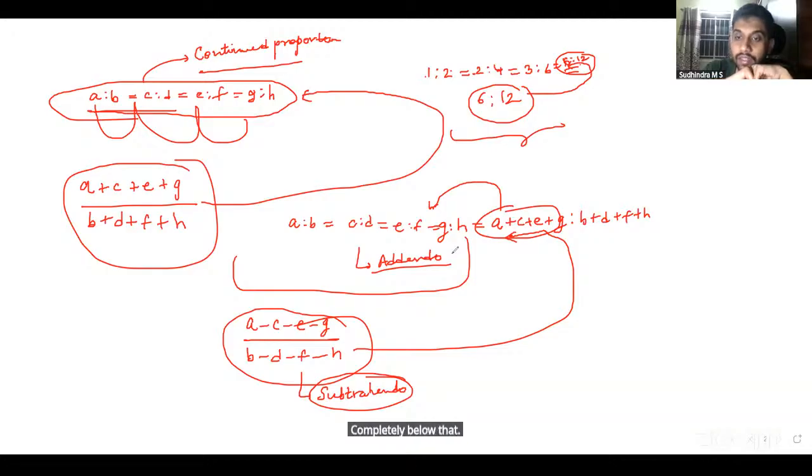Completely below that. Similarly, if same A is to B equals C is to D equals E is to F equals G is to H are in proportion, then write this: A minus C minus E minus G divided by B minus D minus F minus H is also in the same proportion.